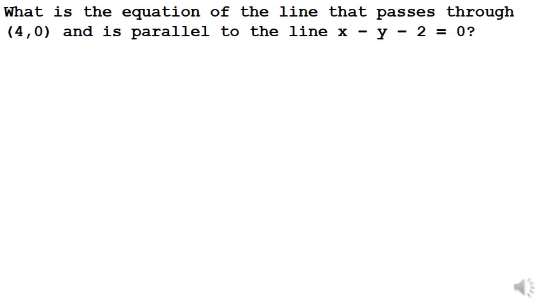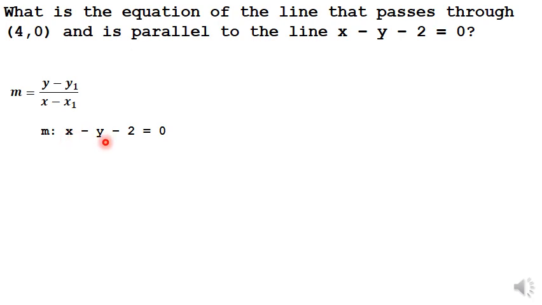What is the equation of the line that passes through (4, 0) and is parallel to the line x - y - 2 = 0? The problem provides us with a point and a hint of a slope. Thus, we can use the point slope form equation of the line. This is the point slope form equation of our line. Now, first, we will determine what is the slope because we already have the point x1, y1 here. The slope may be determined from the equation of that line.